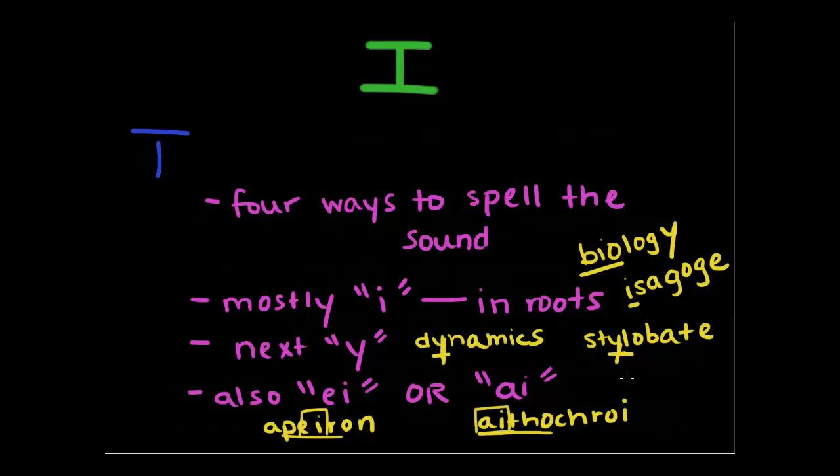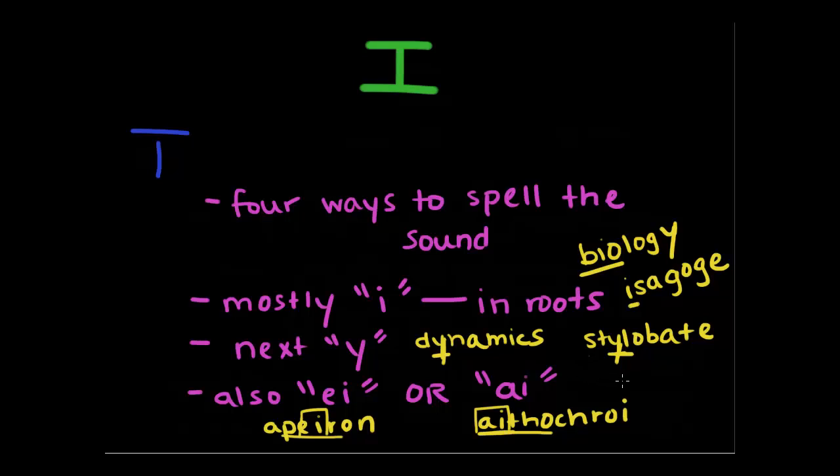So the I sound, 4 ways to spell it. First of all, I and Y is very, very close. So I or Y, your first options. If you recognize the roots, go ahead and use whichever one is in that root, as these 4 words show: biology, isogogy, dynamics, and stylobate. Otherwise, it could be an EI or an AI, and if you recognize roots in those, that's another way to tip you off to the correct spelling.